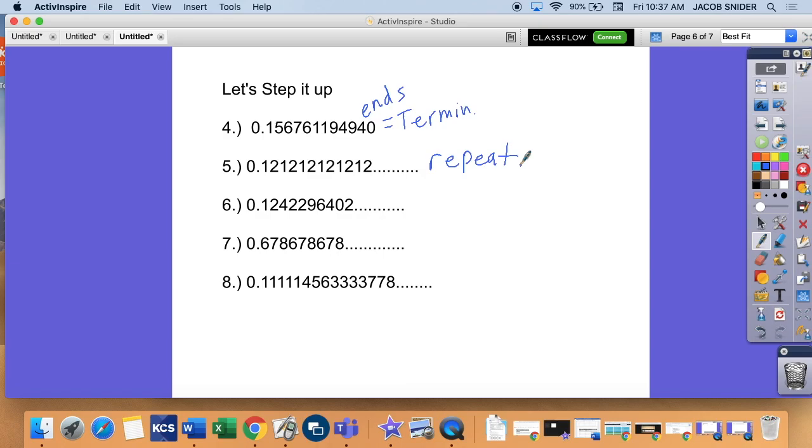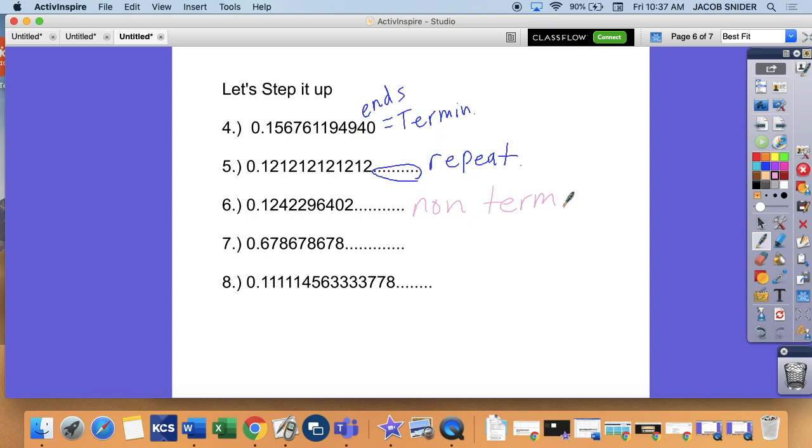I guarantee on a test or quiz or something, I'm going to try to trick you like that. And I'm going to write it with the dot, dot, dot, because your first guess may be, hey, it's non-terminating, it never ends because of the dots. Repeating doesn't quite, but remember, we can write those as a fraction. What about the next one? 0.124229640. Any repeating lines in there? Nope. So we got non-terminating.